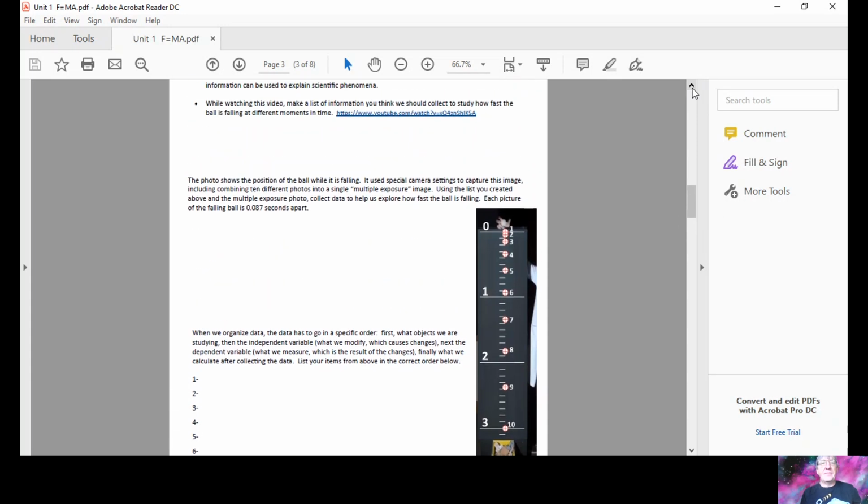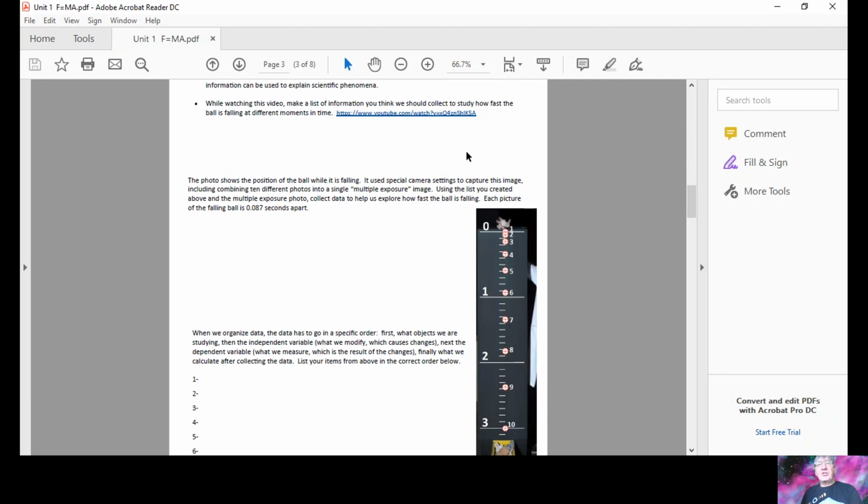And the first question that they want you to do is list information that you think we should collect in order to study how fast this ball is falling. What a thing to study, how fast a ball is falling. It's so common. It's such an everyday event. Well, this, I think, goes to show that in science, you can study anything, whether it's very common or whether it's very unusual. We can get information from it and apply it to our own lives.